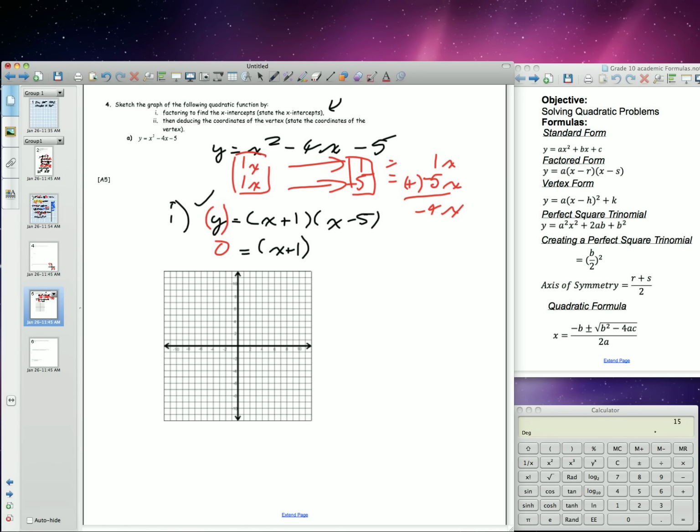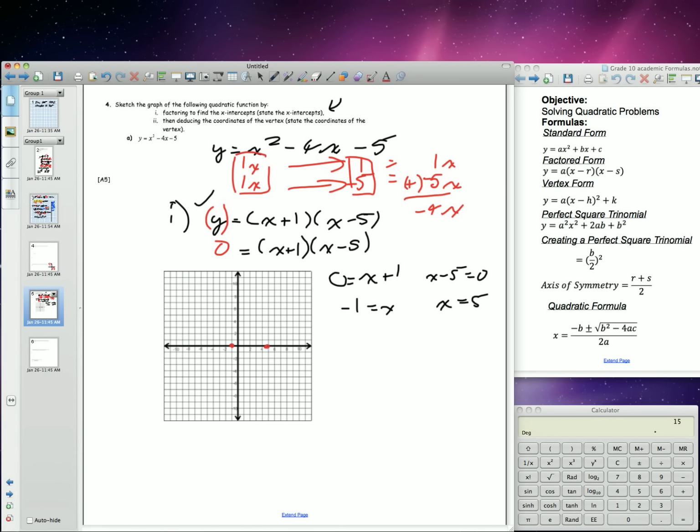0 is equal to x plus 1, x minus 5. We split those two equations. X plus 1 is equal to 0. X minus 5 is equal to 0. Minus 1 equals x. X equals positive 5. Those are our two x-intercepts. So we have negative 1 and positive 5 as our two x-intercepts.